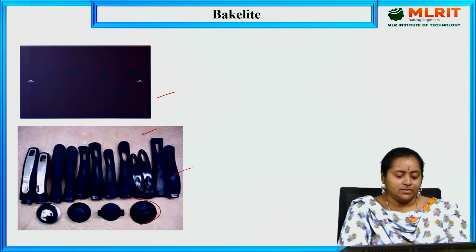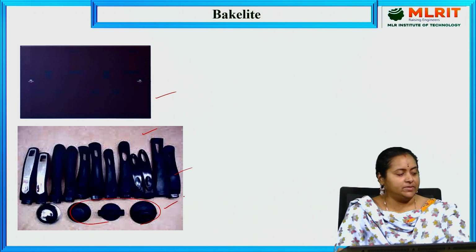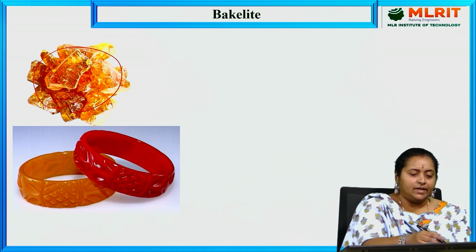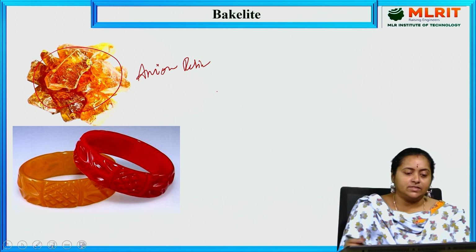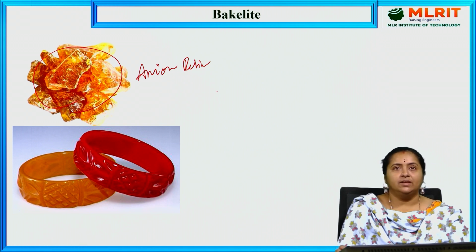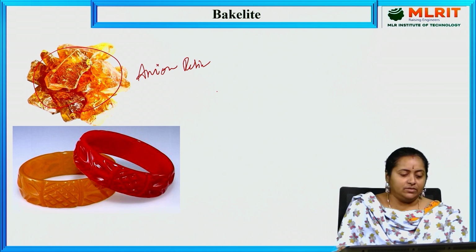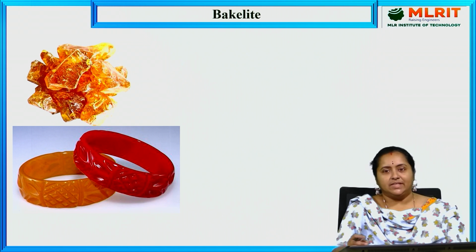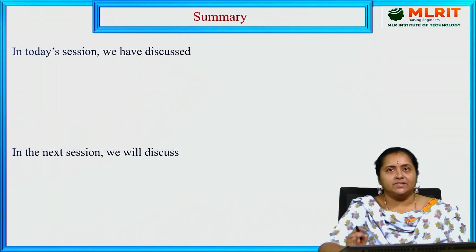These are the knobs used for gas stoves and so on for domestic purposes. And this is an example of anion resin. This picture reveals a resin, a kind of material which can be used in the ion exchange process as an anion exchange resin. And if you notice, bakelite also has examples in ornamental purposes, that is, manufacturing of bangles meant for ornamental purposes. So these are the properties and applications of bakelite.